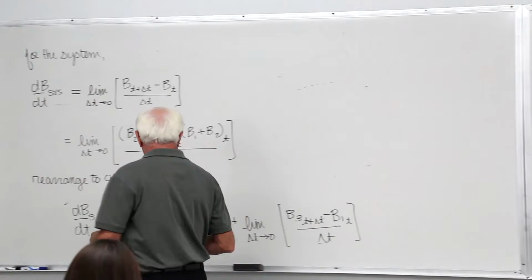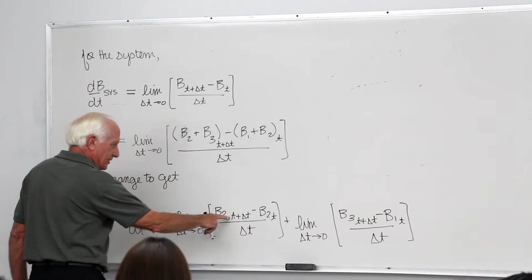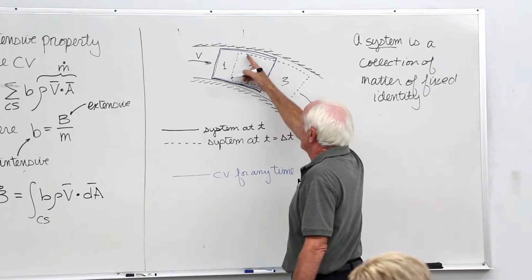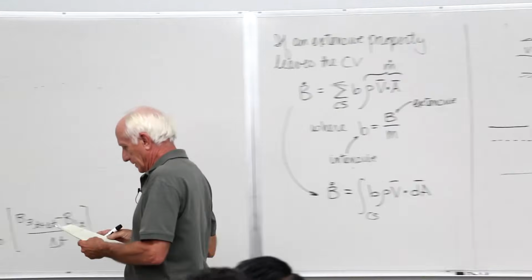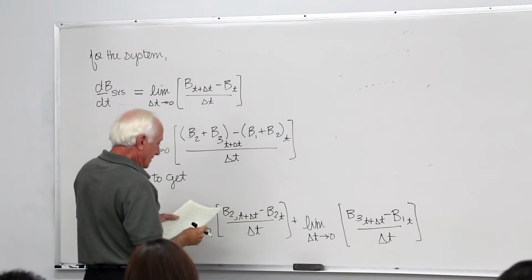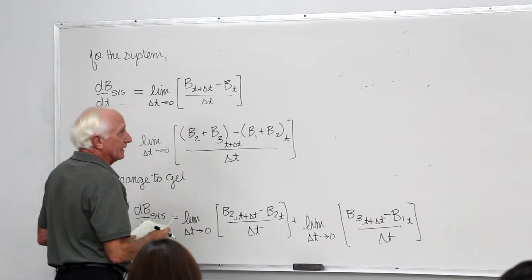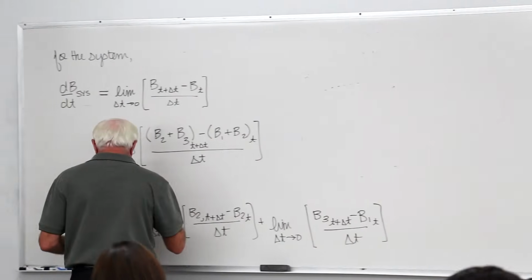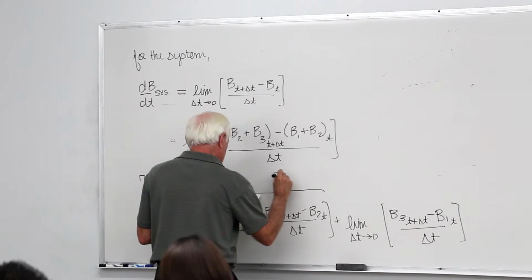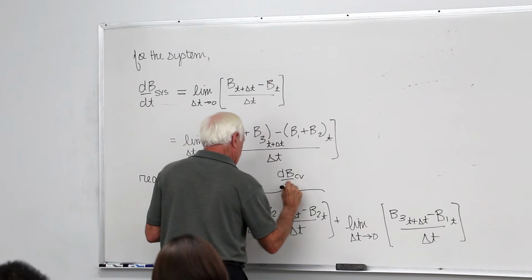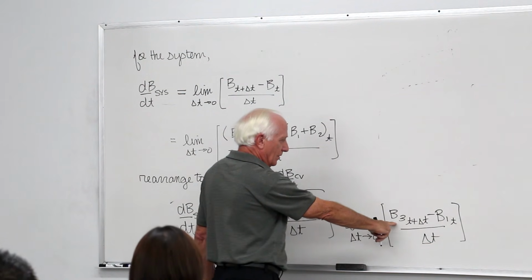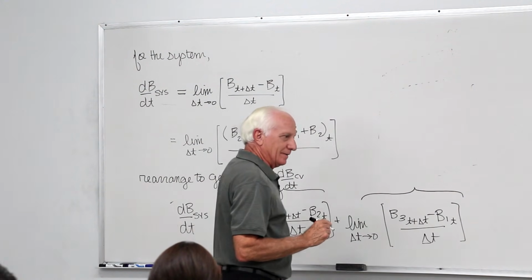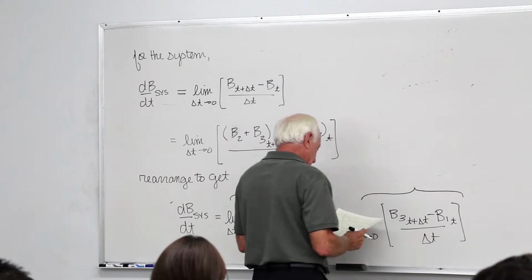Let's look at this term first: the amount of B in region 2. What's region 2? That's right here, in the middle. In region 2 at time t plus delta t and at time t. In the limit, this guy right here is dB_cv/dt. And this guy right here is what went out minus what came in: the amount of B that went out minus the amount of B that came in.